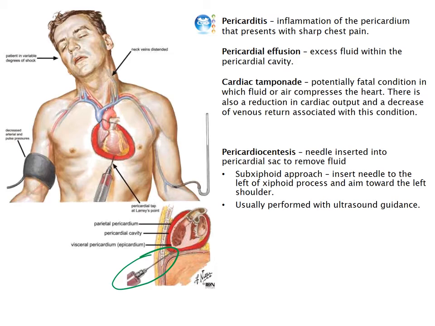A common approach to this pericardiocentesis is a subxiphoid approach, meaning that the needle is angled toward the left shoulder and is placed just underneath the xiphoid process on its approach to entering the pericardial cavity. Once the cavity is drained of the excess fluid, the patient feels relief almost immediately.